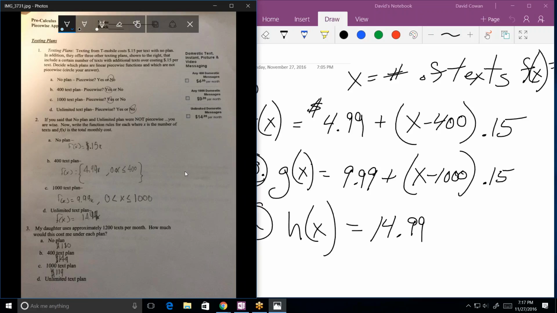Okay, so for number 3, that's straightforward enough, especially if you have your 4 functions. So with no plan at all, she's going to pay what? $180. Well, what? 1,200 times 0.15, right? Yeah, I had that one right. Right, which is 180, okay. And then on the 400 text plan, she would pay $499 plus 800 times 0.15. What is that?